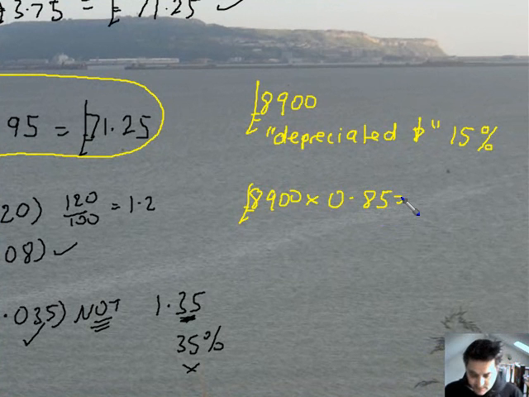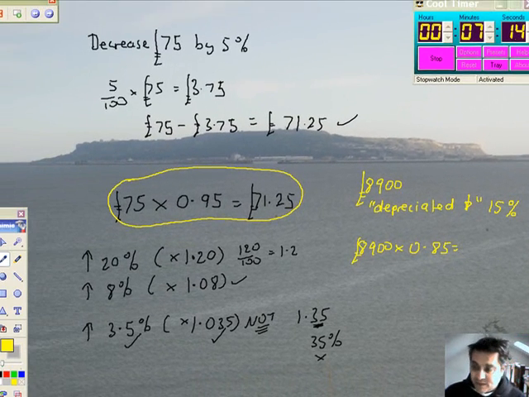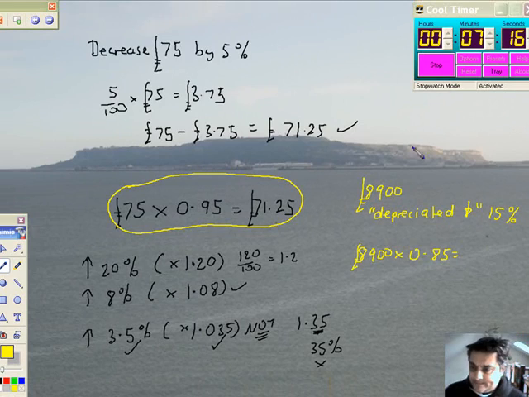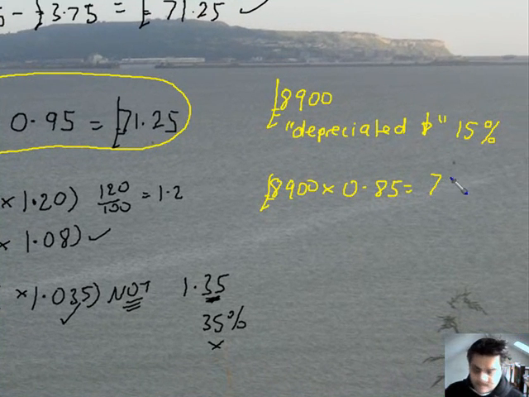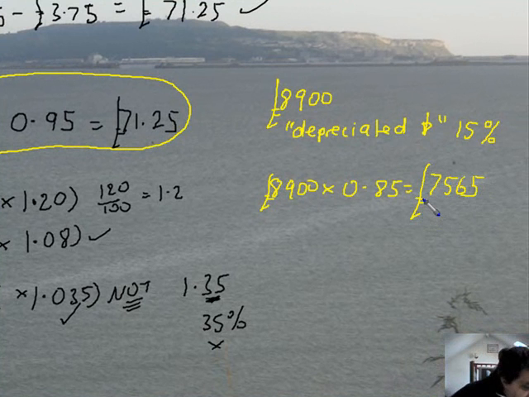Right, 8900 multiplied by 0.85, because we've taken away the 15%, and that will give us 7,565. So that's how much the car is worth now, after having gone down in price in a year. It's gone down by 15%.